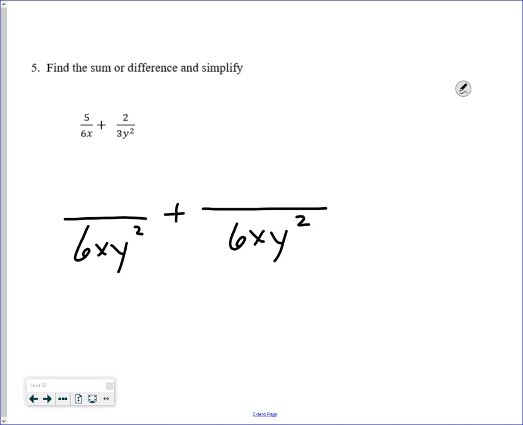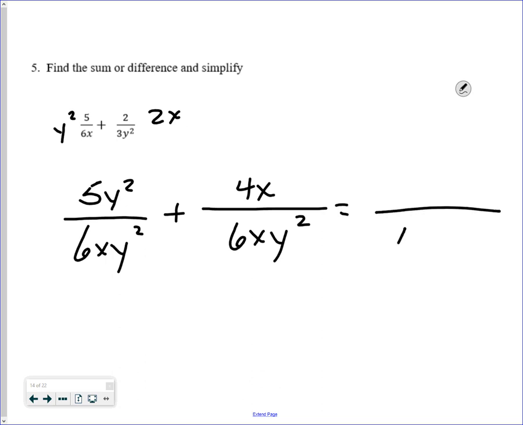So the common denominator between 3 and 6 is 6. They both need an x then, and they both need a y squared. So I need to multiply this one over here by a y squared. I need to multiply the one on the right by a 2 and an x.